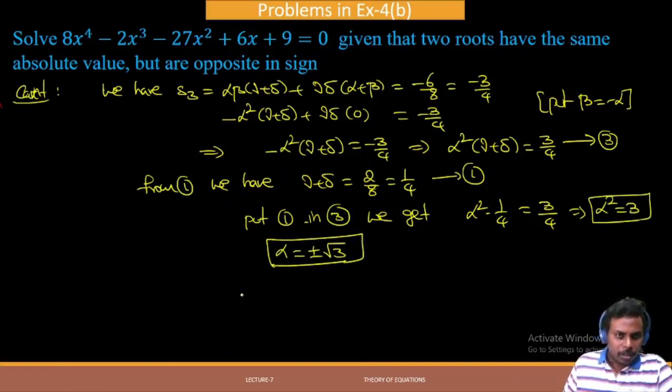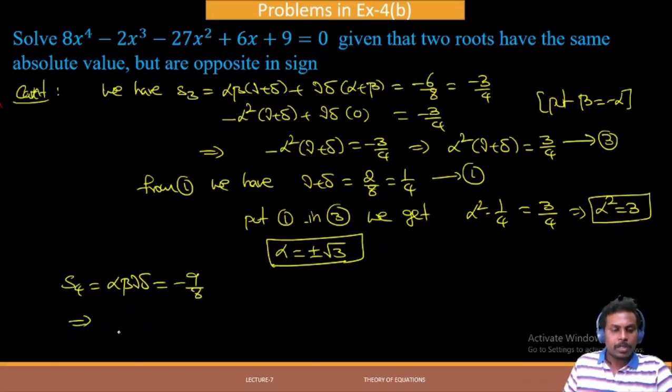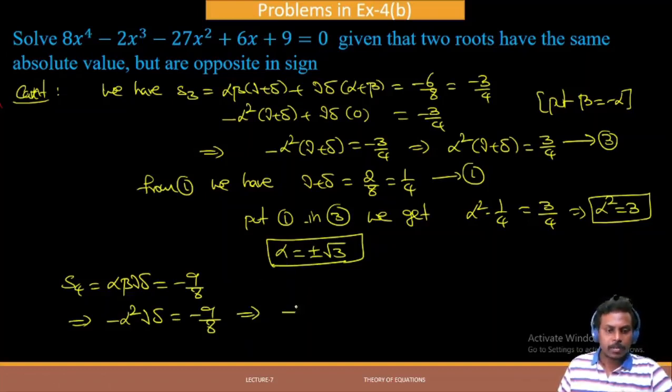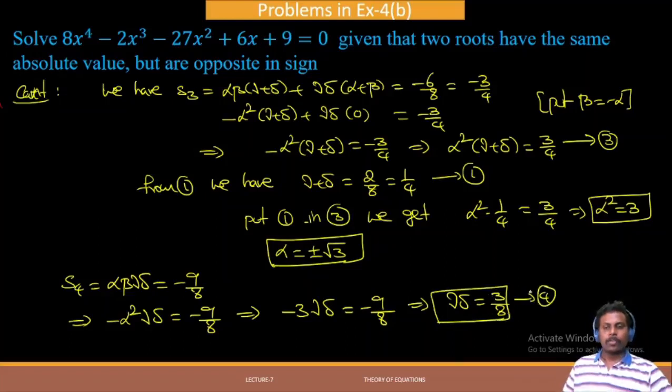Okay. So next one is S4 is equal to alpha beta gamma delta, that is equal to minus 9 by 8. Now substitute beta is equal to minus alpha. It is minus alpha square into gamma delta, that is equal to minus 9 by 8. So this implies just now we have seen alpha square is equal to 3. It is minus 3 into gamma delta is equal to minus 9 by 8. This implies gamma delta is equal to minus 3 by 8. We call it as equation 4. Okay. Now let us continue.